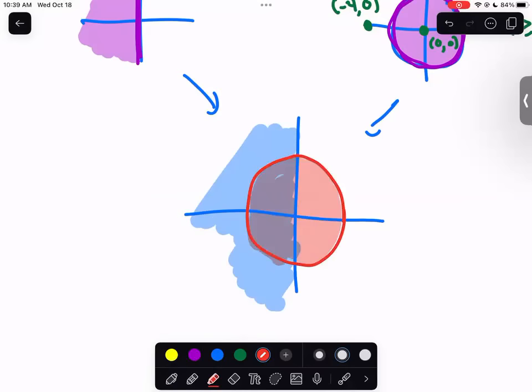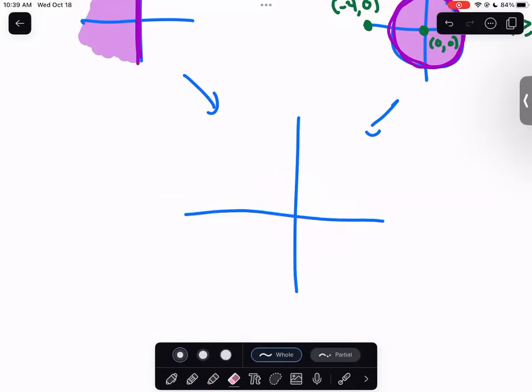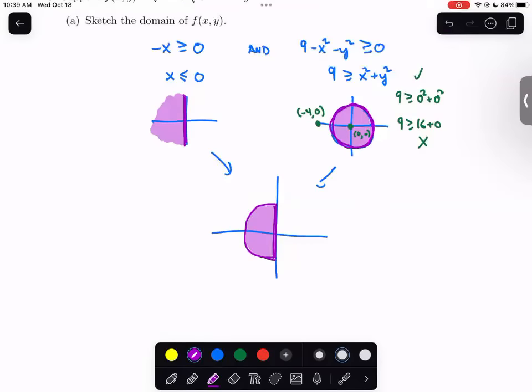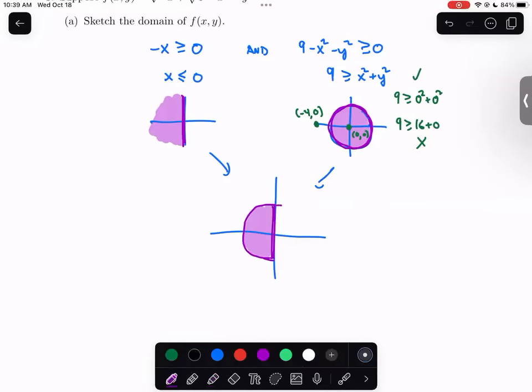Now you can clearly see, hopefully, red and blue sort of makes purple there. And so, yes, we're just going to be in the left half of our circle. That will be our sketch. Of course, a little bit better if you wanted to put in the radius. Circle of radius 3, there we are.